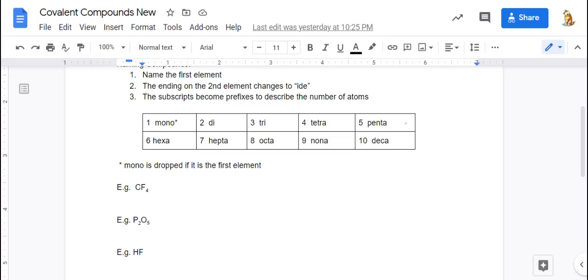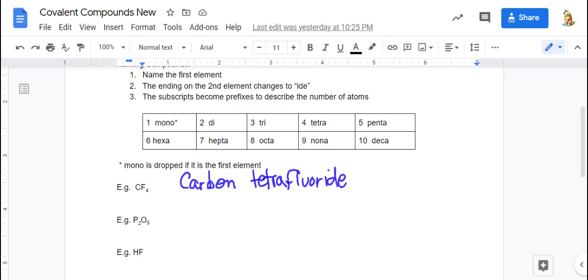CF4. Well, C is carbon, and F is fluorine, so it becomes fluoride. And then the carbon, there's one of them, so it would be mono, but we drop that because it's the first element. And then the 4 is tetra. So this goes in front of the fluorine because it refers to the number of fluorines. So the subscript becomes a prefix and you attach it to that element. So this is carbon tetrafluoride.